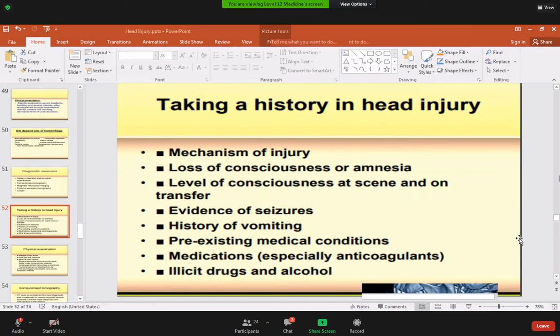Then evidence of seizures, if there is any neurological trigger point that is causing seizures after the trauma. History of vomiting is very important. History of rhinorrhea, otorrhea, all the signs of raised intracranial pressure are also very important. Then pre-existing conditions, especially in an old age patient. Medications: if the patient is on anticoagulants, the chances of having hematomas or expansion of hematomas are very common after trauma. Then patients taking illicit drugs or alcohol, I have to take all these into account that can cause more stupor.